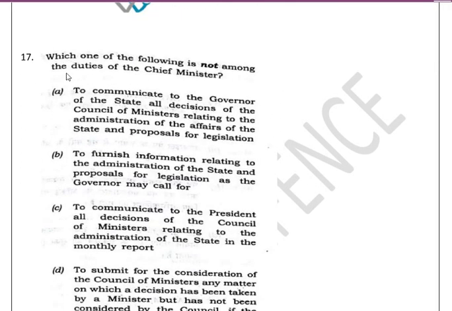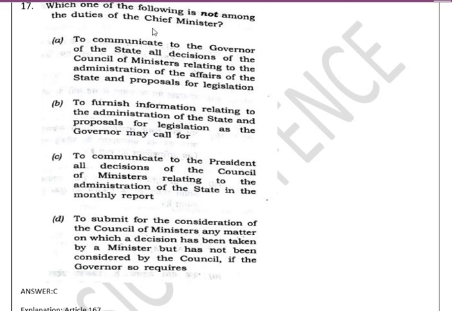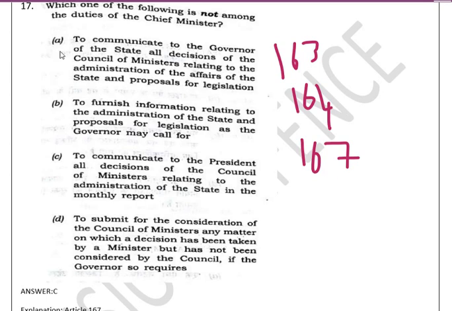17. Which of the following is not among the duties of Chief Minister? Fine. With respect to Chief Minister, only 3 articles have been discussed in the Constitution. That is Article 160, 163, 164 and 167. So options A, B and C deal with Article 167.